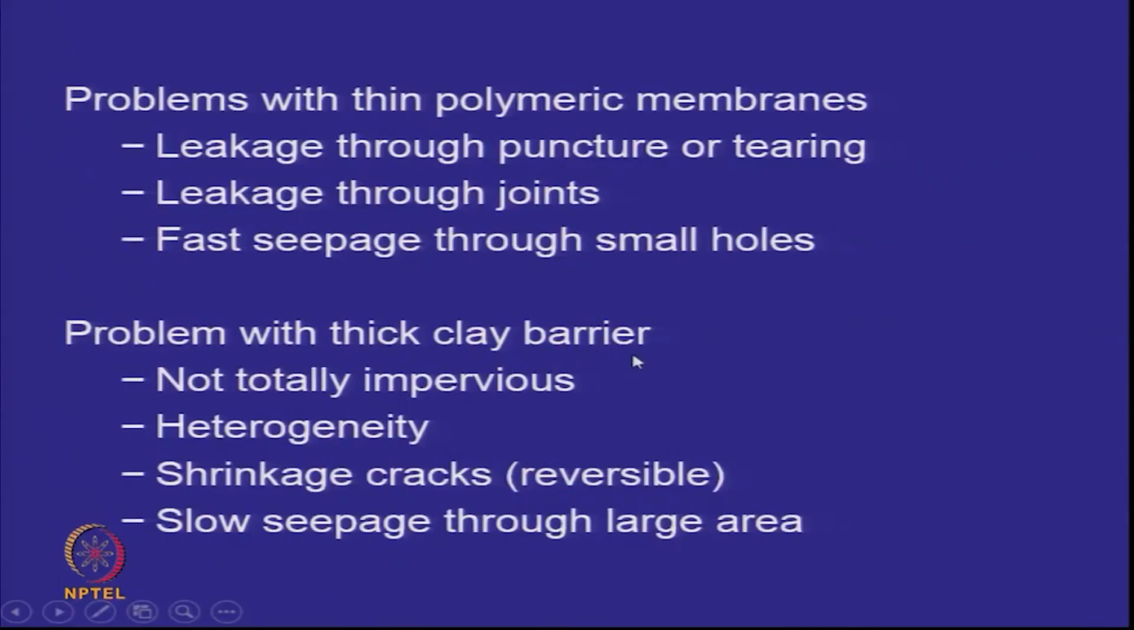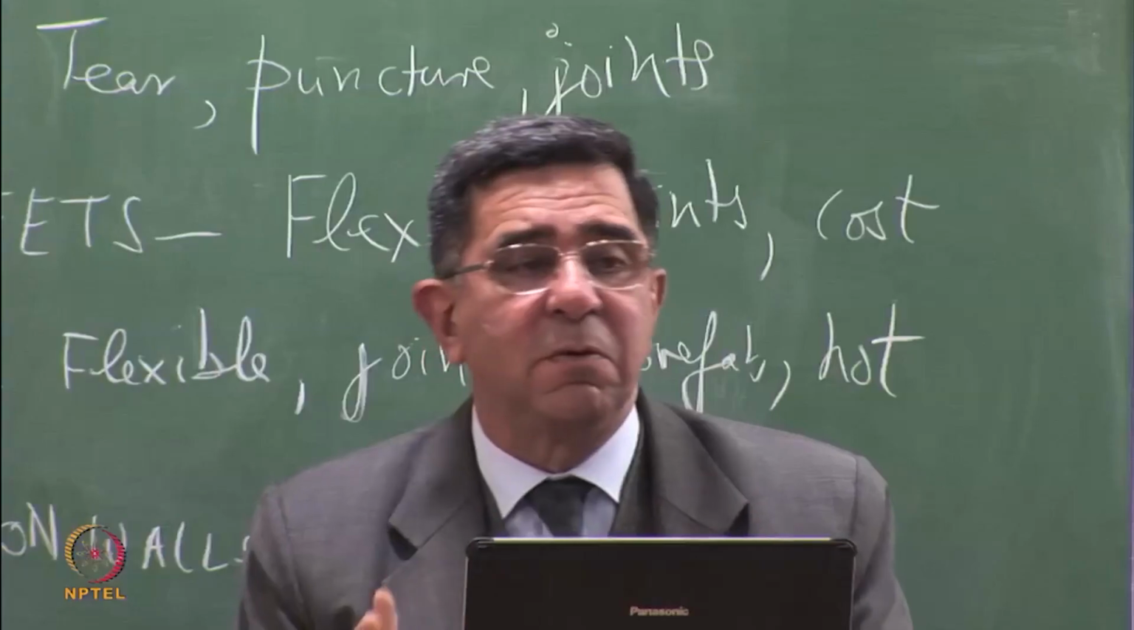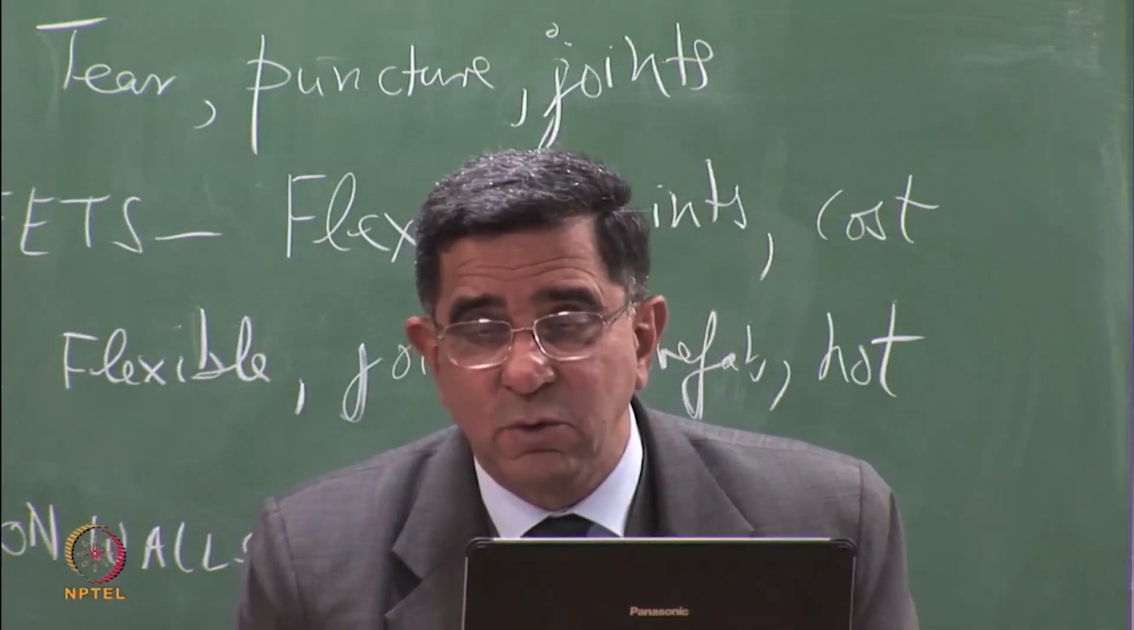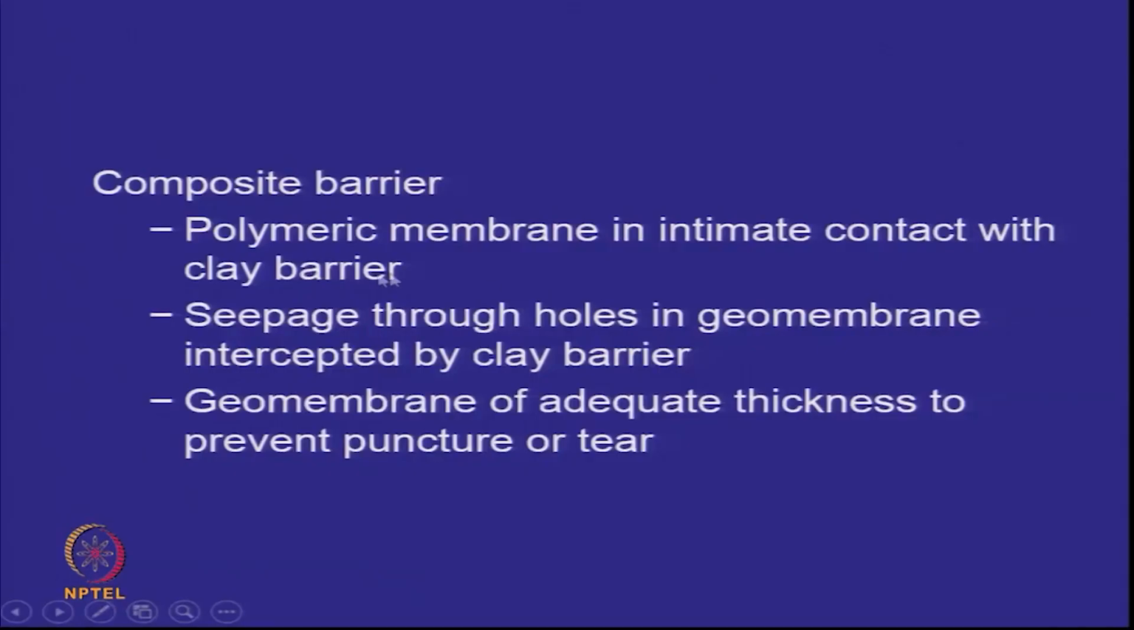The problem with thick clay barriers is they are not totally impervious. There may be some heterogeneity of the clay. There may be some shrinkage cracks. Therefore, you will get slow seepage through large areas. So the answer to our problem is a composite barrier. We do not use one material at the base of a landfill, no single standalone material. We are talking of a polymeric membrane in intimate contact with a clay barrier. That's the liner that we use. There may be some holes in the geomembrane, but the moment there are holes in the geomembrane, they'll be stopped by the clay.